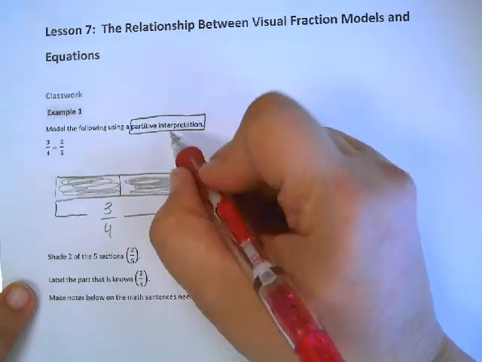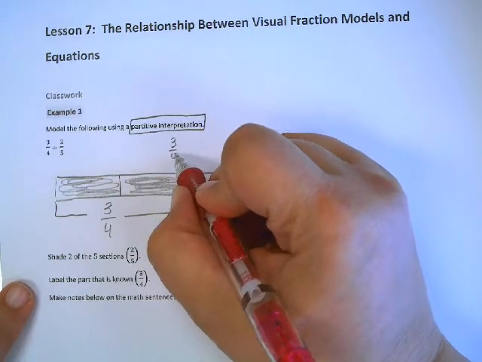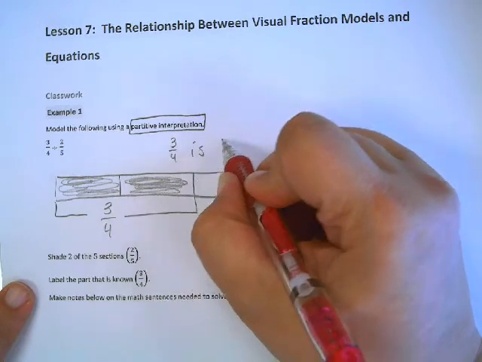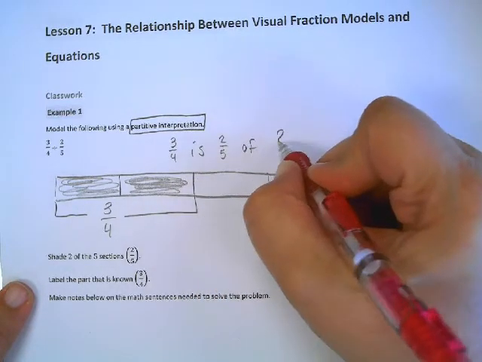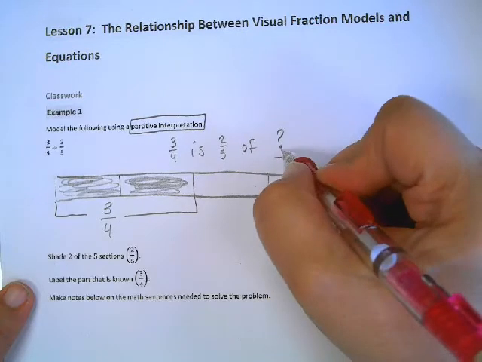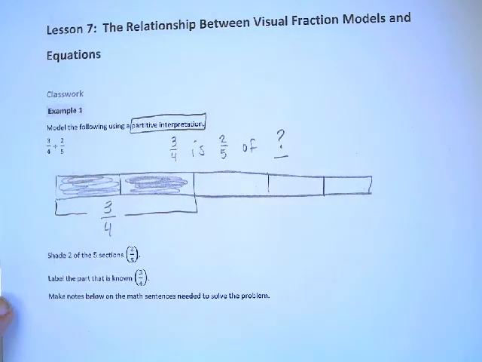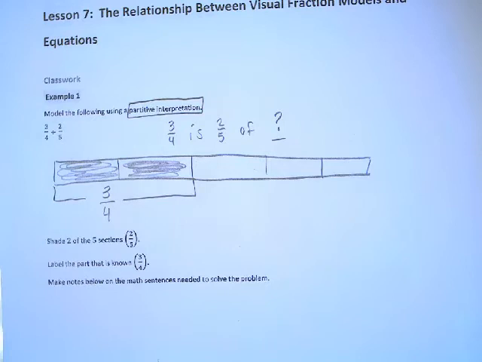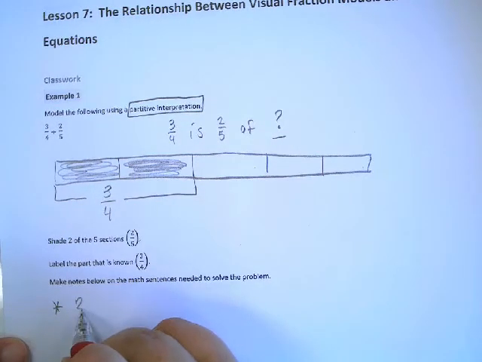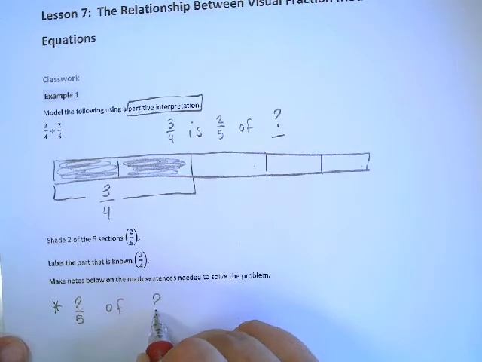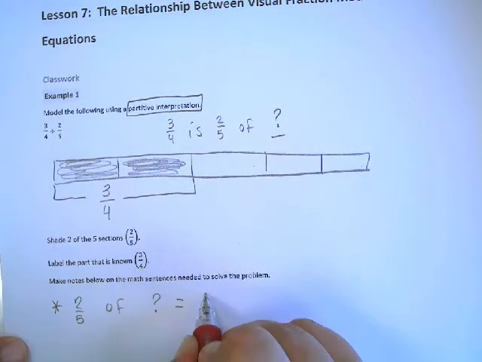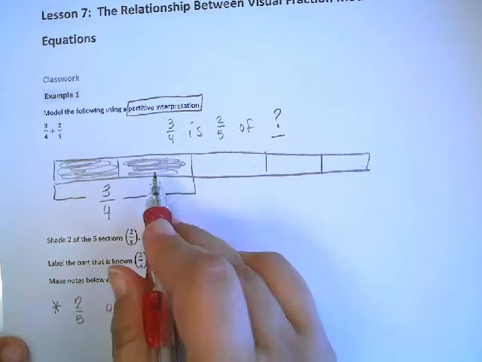Because this statement says that 3/4 is 2/5 of question mark, and this question mark is what we're going to solve for. So what we know is 2/5 of question mark is equal to 3/4. That is what we modeled up here.